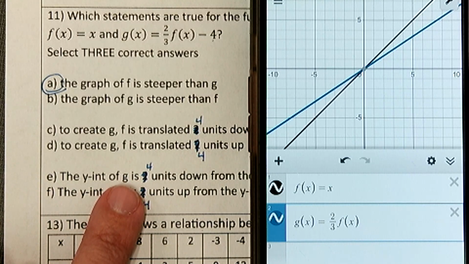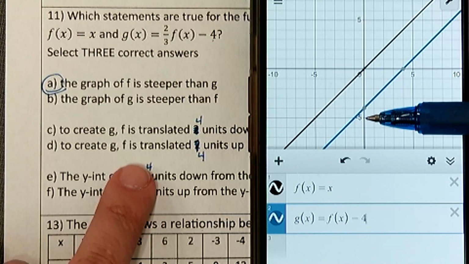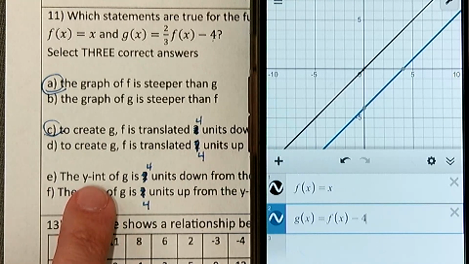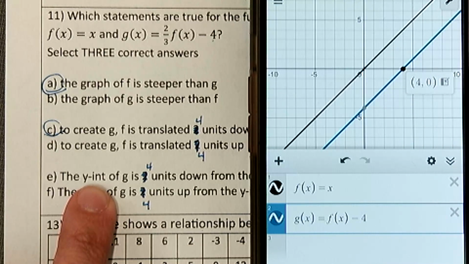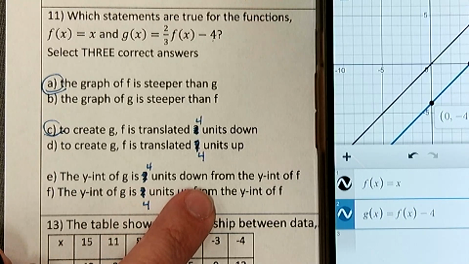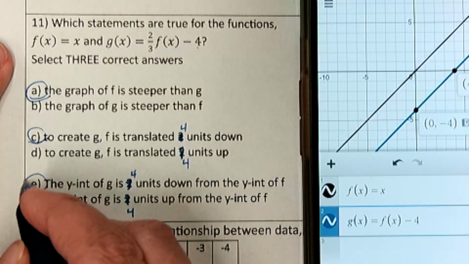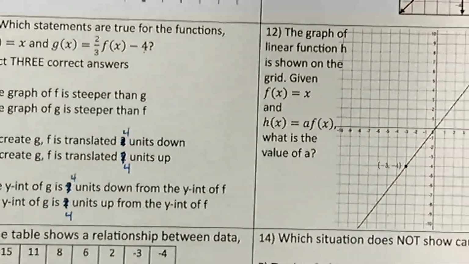Then I'm going to take off my 2/3 and I'm going to put my -4 back on there so I can see what happened. I can see, in fact, that it went down 4, which is what C says. And the y-intercept, here's my y-intercept, this one is my x-intercept or my 0, here's my y-intercept, is down 4 from the y-intercept of F. So I can see here on the edge, it is down 4, not up. So make sure you're graphing and you're looking at that.